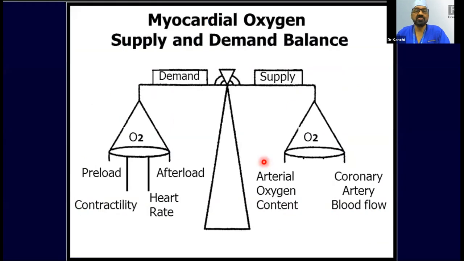The second point we need to remember is, what are the factors which influence myocardial oxygen supply and demand? The myocardial oxygen supply is determined by the arterial oxygen content, which in turn depends upon the hemoglobin concentration, the saturation of arterial blood, and the position of the oxygen dissociation curve, and how good the coronary artery blood flow is, in terms of coronary perfusion pressure and the absence of coronary artery disease. On the demand side, we need to control the preload, afterload, contractility, and the heart rate.